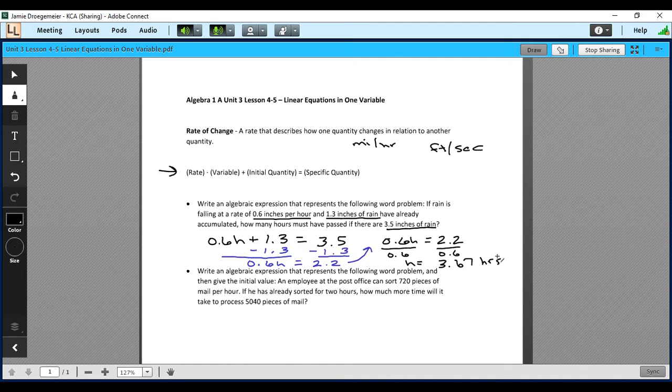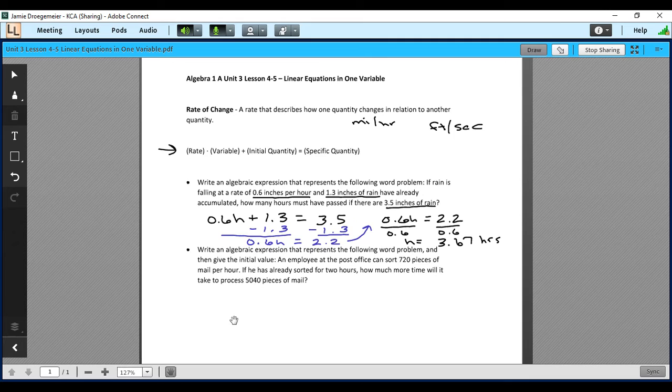All right, let's look at one more example then. In this one, it says we want to write an algebraic expression that represents the following. And then we're going to give the initial value. It says an employee at the post office can sort 720 pieces of mail per hour. So it's pieces per hour, so that tells us that that's our rate. It says he's already sorted for 2 hours, so that's how long he was working. How much more time will it take for him to process 5,040 pieces of mail?